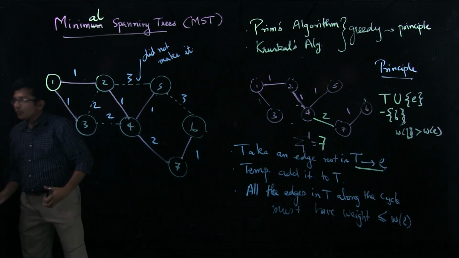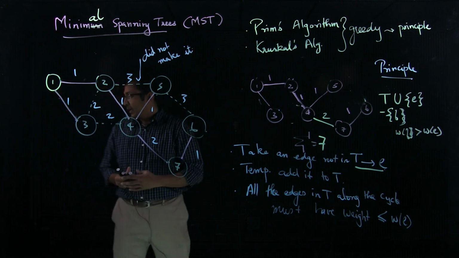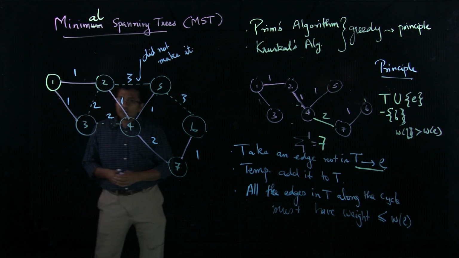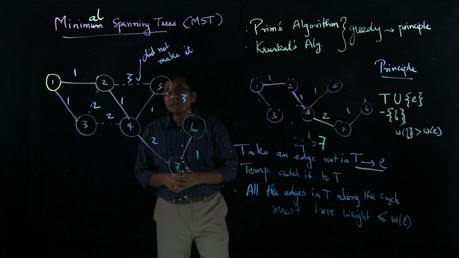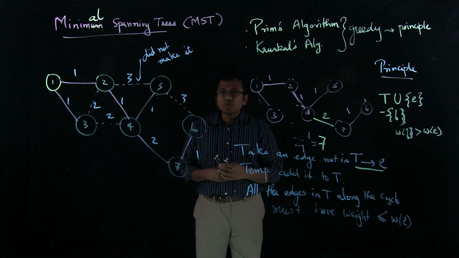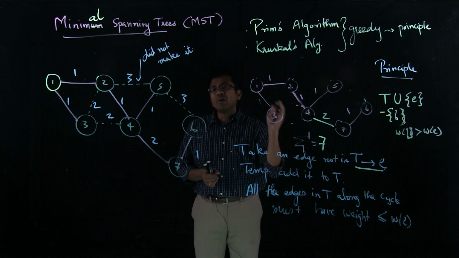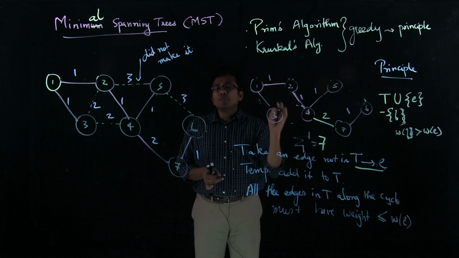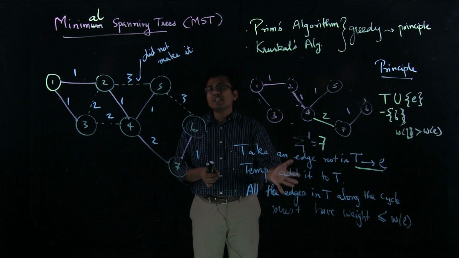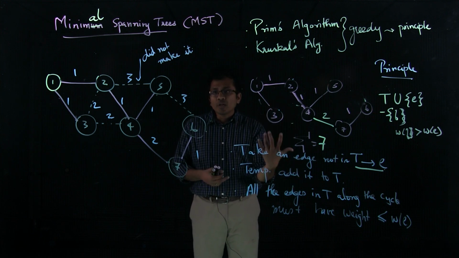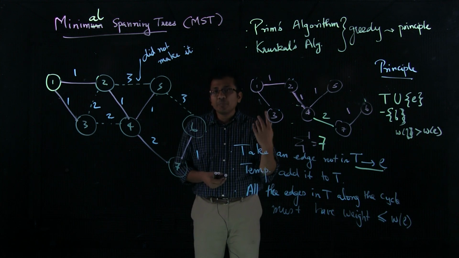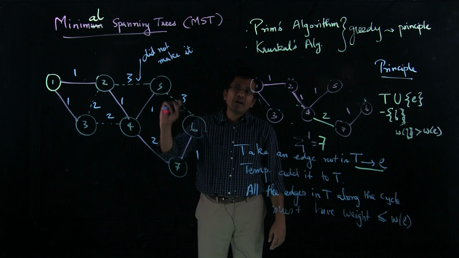All right, and the proof is by contradiction. All right, if that much is clear, then we are now ready to look at two algorithms, Prim's algorithm and Kruskal's algorithm, starting with Prim's algorithm, that are going to exploit this principle to make up a spanning tree. Hopefully this principle is clear. If it's not clear, plenty of examples should be taken up and you should verify this principle.